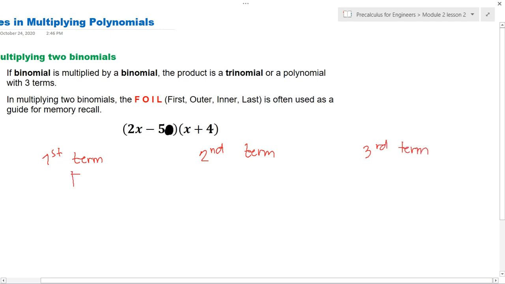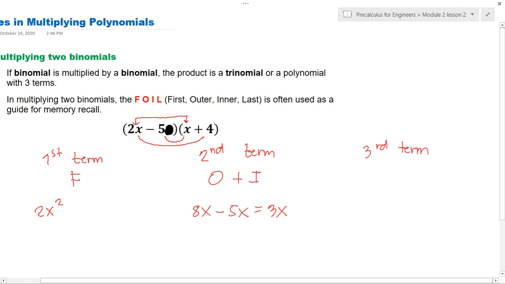So, first term, our F. So, first 2x times x. So, you have 2x squared. How about for the second term? This is the outer plus the inner. Ano yung outer natin dito? So, you have 2x times 4. This is equal to 8x. How about yung inner? This is negative 5 times x. So, this is equal to negative 5x. Perform the operation. 8x minus 5x is equal to 3x.